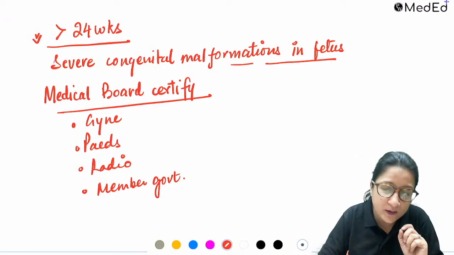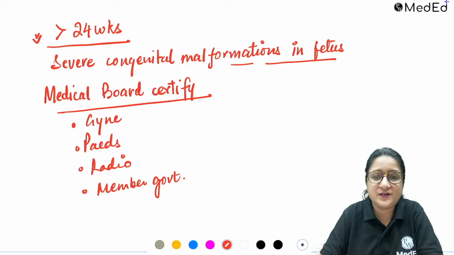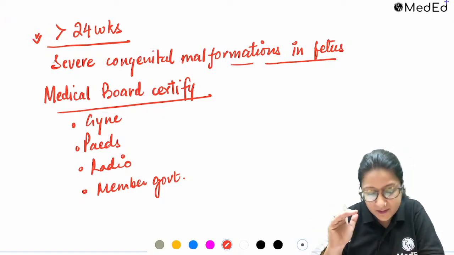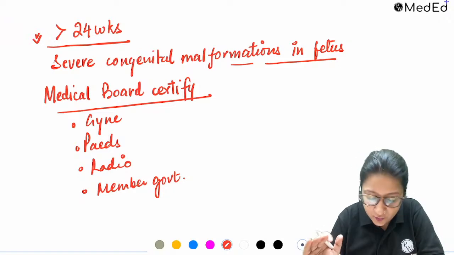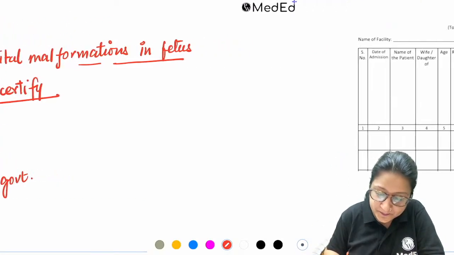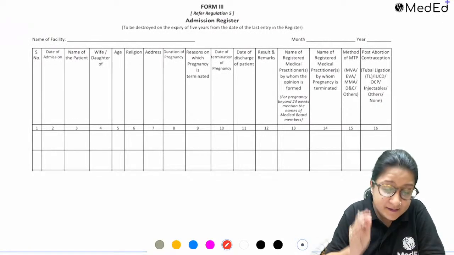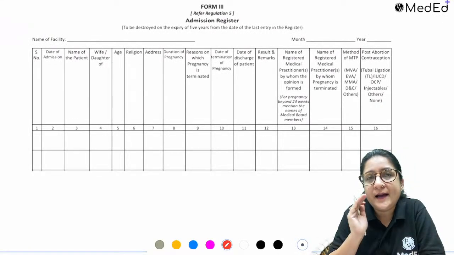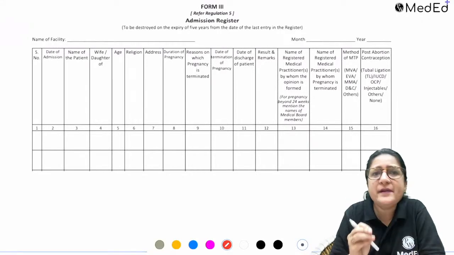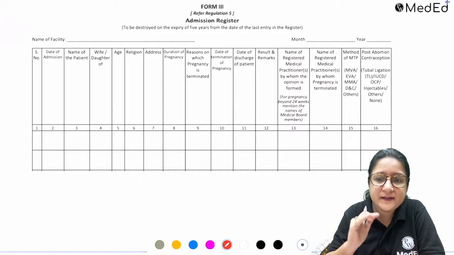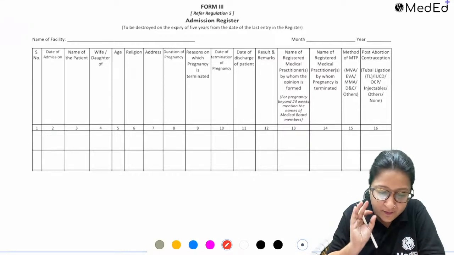तो इसमें only the opinion of the registered medical practitioner नहीं चलेगा. We'll need to get a certification from the board. So that is another difference that you need to remember. Now lastly, the important thing that the new MTP Amendment Act clearly mentions and specifies, it was there earlier also, but it is now being enforced with much force, right?